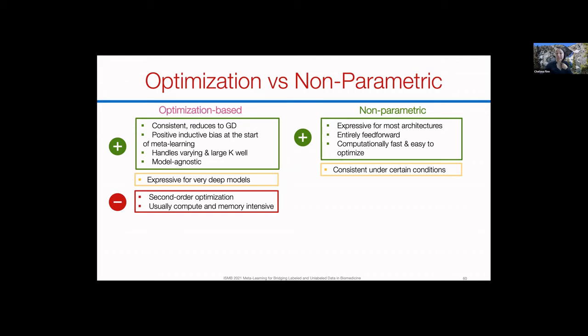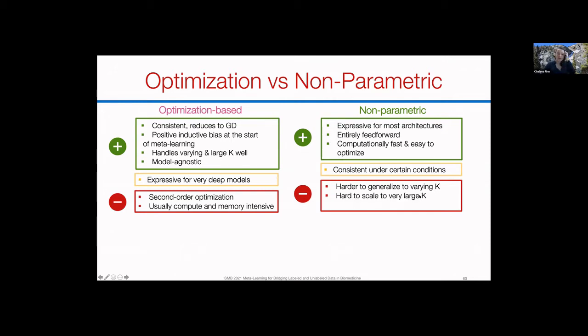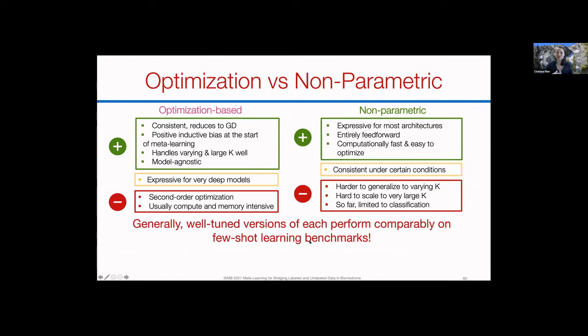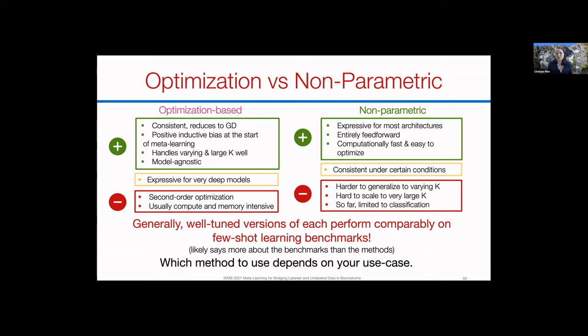And then the downside is that it's harder to generalize to varying numbers of shots, varying K, and also hard to scale to very large K because non-parametric methods are very expensive because you have to do all these sorts of comparisons. And then so far, these methods have been limited to classification because you're doing nearest neighbors to different examples and then predicting the corresponding class label. And so, for example, if you have a regression problem, then you can't do nearest neighbors for regression problems. Okay, and then generally well-tuned versions of both of these meta-learning methods can perform comparably on few shot learning benchmarks. This likely says more about the benchmarks than the methods themselves, and which method you use will probably depend on your use case and whether things like computational efficiency is really important or whether you have a regression problem and, for example, optimization-based meta-learning would make a lot more sense.